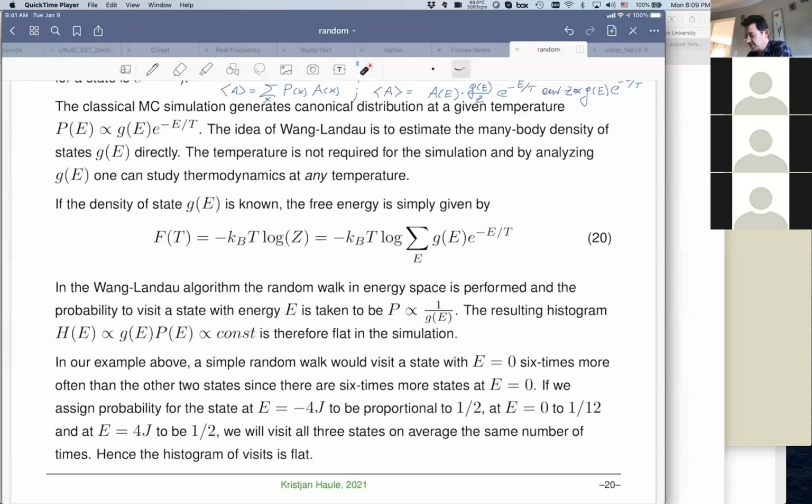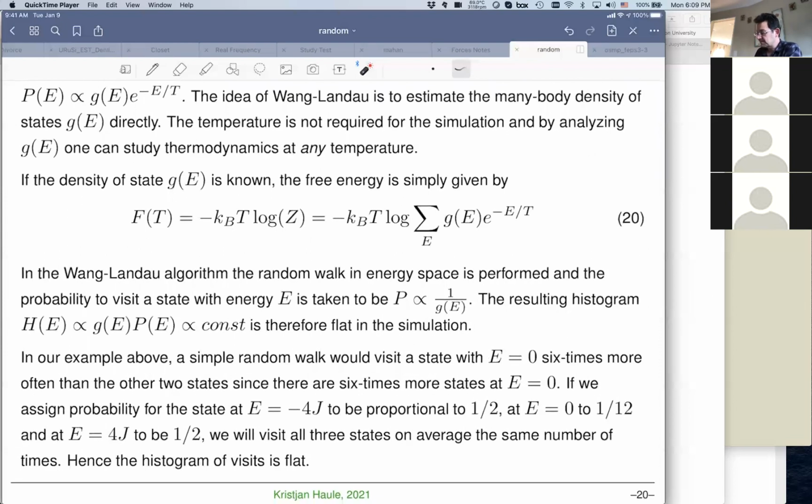So we are going to follow then the Wang-Landau algorithm, which uses Monte Carlo to visit configurations in particular ways, so that it calculates the many body density of states. So what do we do? Well, in the Wang-Landau algorithm, a random walk in energy space is performed, and the probability to visit a state with energy E is taken to be 1 over the number of many body states.